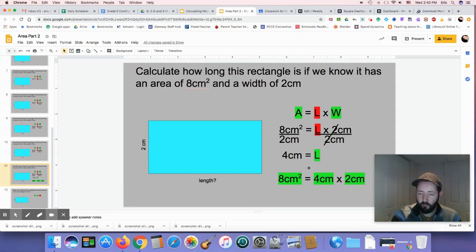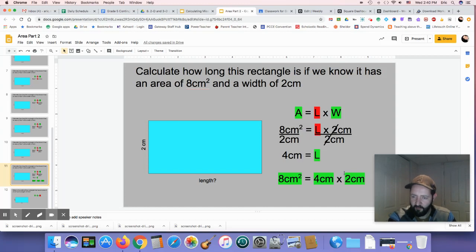It's also probably worth pointing out, down here at the bottom highlighted in green, we've taken our unknown length and plugged it back into the equation, along with the value we did know. And if we go 4 times 2, we can check our answer and make sure that, in fact, that does give us our area of 8 centimeters squared, okay?